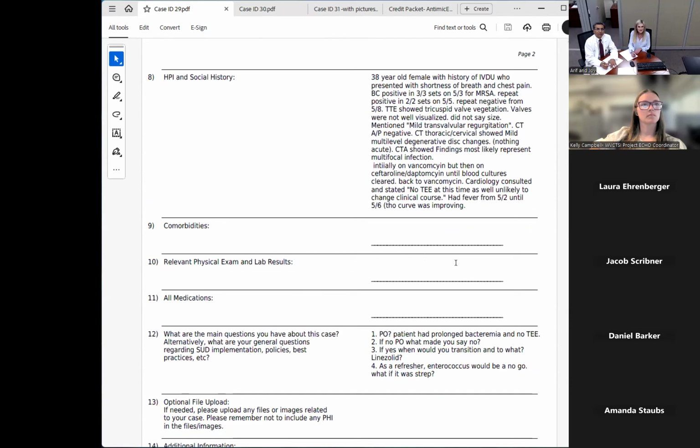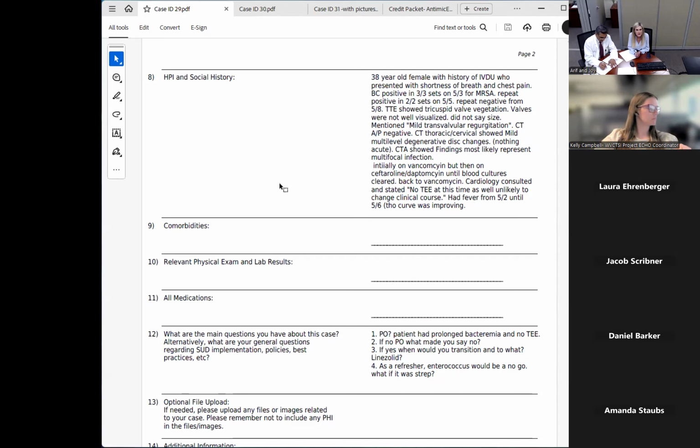Both my cases are with MRSA and endocarditis that are slightly different. I switch over to pill antibiotics quite frequently, especially more than my other colleagues around here. But endocarditis is still one area where I'm still not entirely sure of the best time to do it. So we have a 38-year-old female, history of IVDU, who presented with shortness of breath and chest pain, had blood cultures positive in 3 sets on May 3rd for MRSA. Repeat blood cultures a couple days later were positive as well. Final cultures were negative on May the 8th. TTE showed tricuspid valve vegetation. Valves were not well visualized. They did not comment on the size.